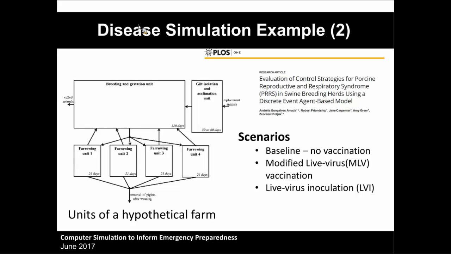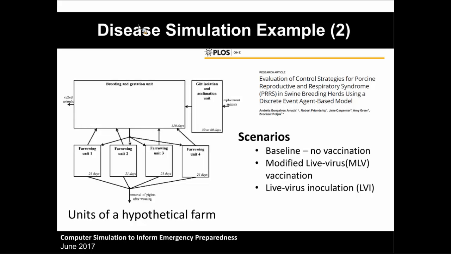The second disease modeling research I'm going to highlight is also on PRRS, but it's somewhat different in that here the population is not the entire province, it's only a farm. And then they've broken the farm down into different units. One is the isolation unit, then the breeding and castration unit, and the farrowing units. And for each of these, they model the disease for each of the animals within these units. So the animals were the agents for this simulation.